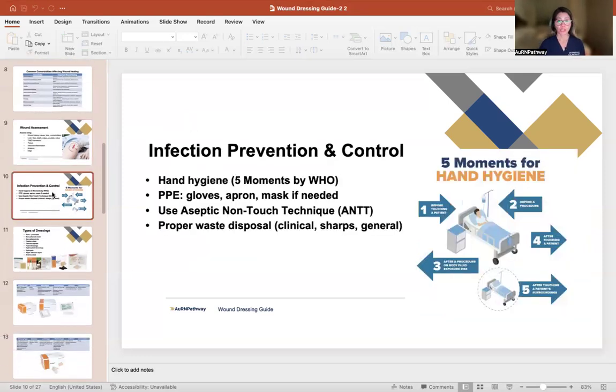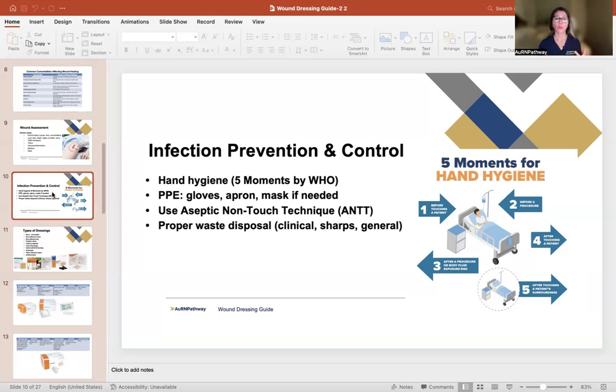Again, of course, your infection prevention and control whenever you carry out your ANTT. Remember your 5 moments: before and after touching a patient, before and after a procedure, and after touching the patient's environment, very important. So we're not spreading any of that virus or bacteria, right? And in terms of PPE, say, for example, the patient has gastroenteritis, VRE, or MRSA, obviously full PPE would need to be observed, and ANTT whenever we're doing the wound dressing itself.